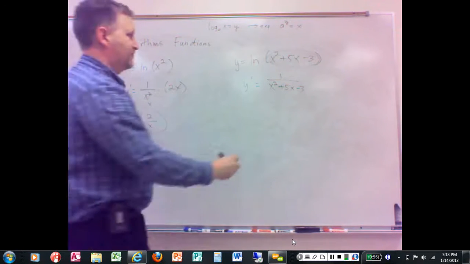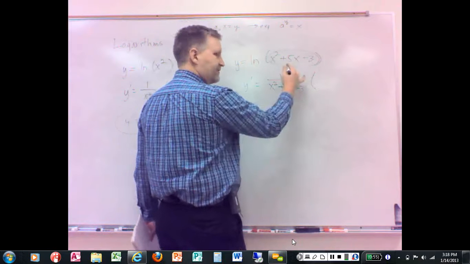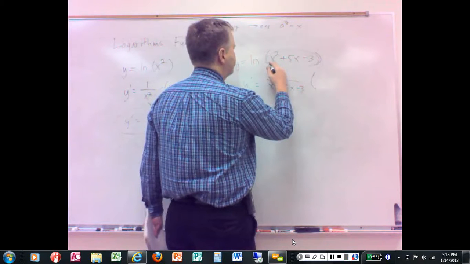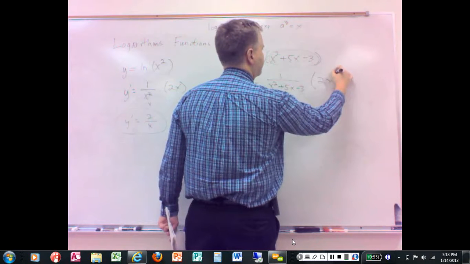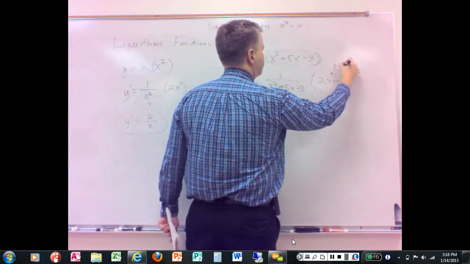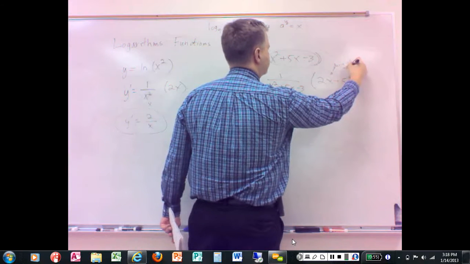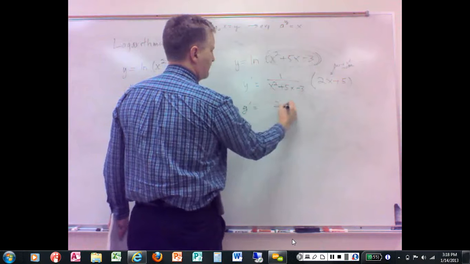However, you do have to multiply that by what? The derivative of the inside. It's a chain rule thing. 2x plus 5. Derivative of the inside. So I don't think anything simplifies there, no factoring or anything we can do.